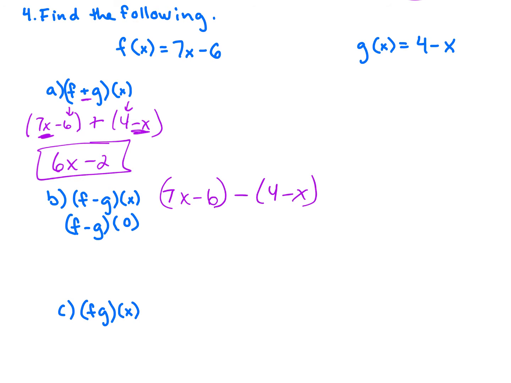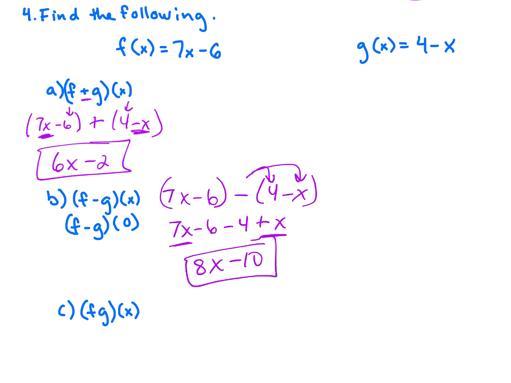Please remember to put in parentheses. What do I have to remember to do with that negative sign? I have to distribute it. When we distribute, guys, I have 7x minus 6 minus 4 plus x. So when I combine like terms, 7 plus 1, good, is 8x minus 10. Awesome. That is your answer for this first one.